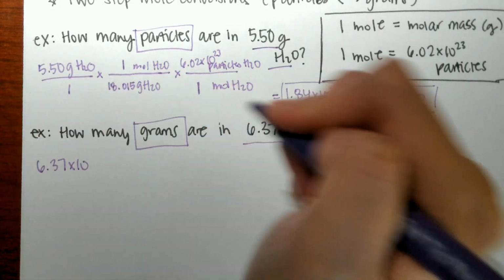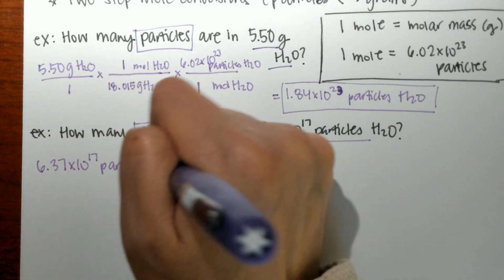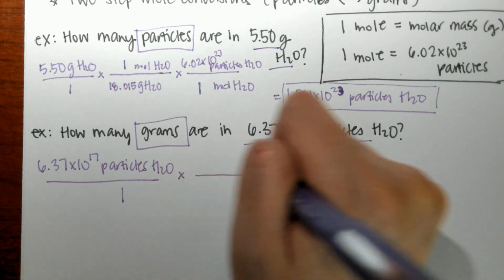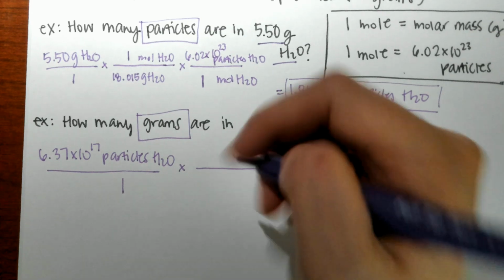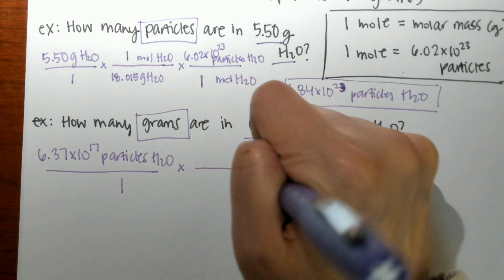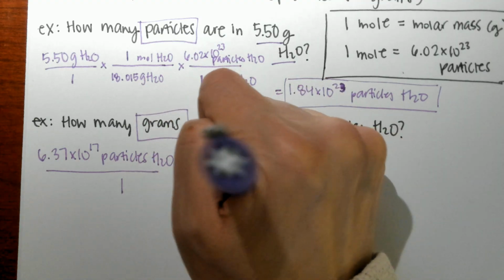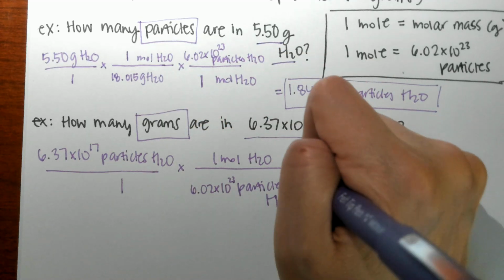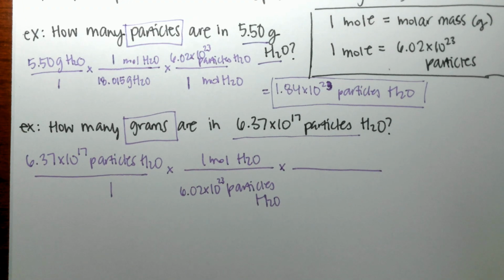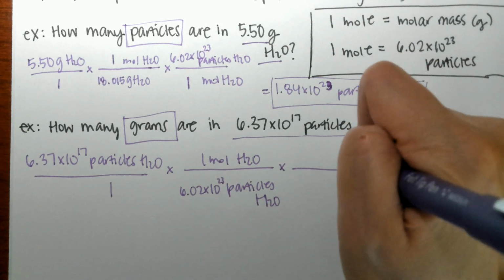So 6.37 times 10 to the power of 17 particles H2O over 1 times, again, pull that unit diagonally, and that is when you use the Avogadro's number to get to moles. First step is always moles. Alright, so that took care of that. We're halfway there, or almost there, actually. And then the next and last step, we pulled that mole here, mole of H2O, and then we're looking for grams of H2O.